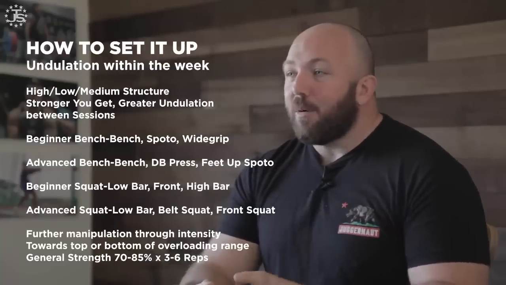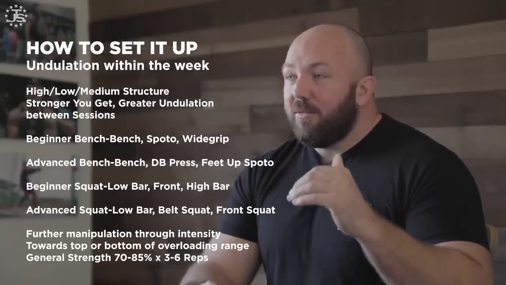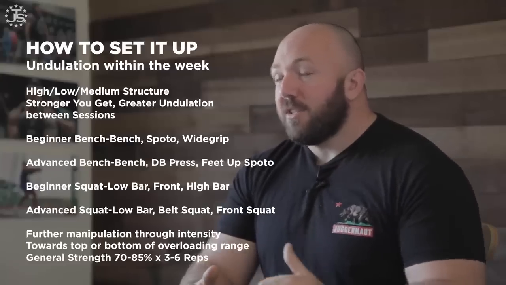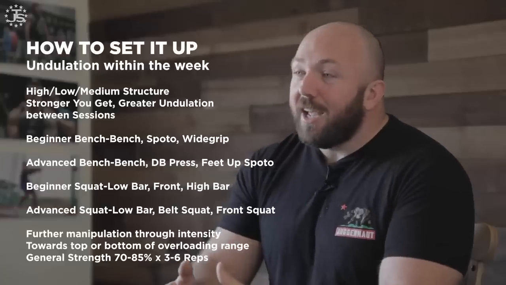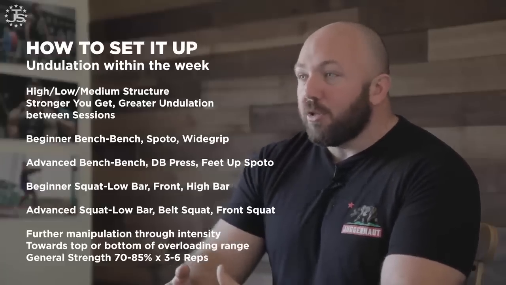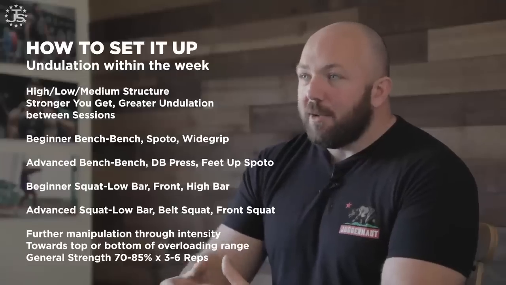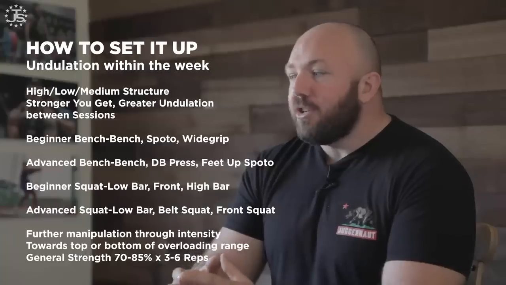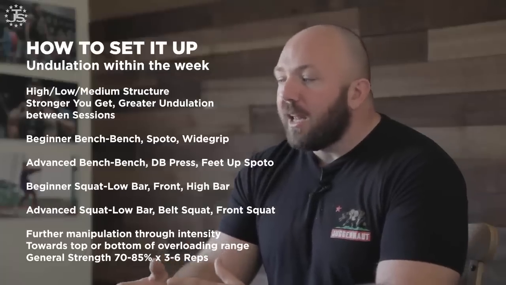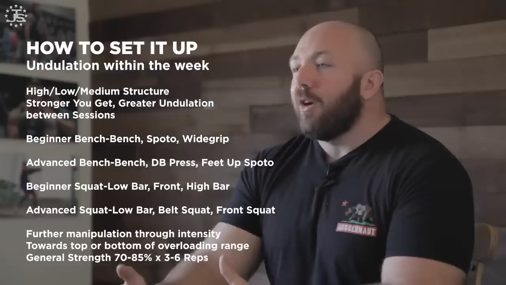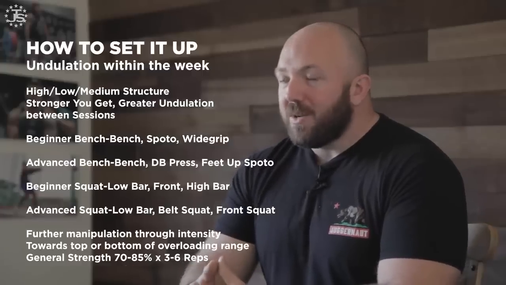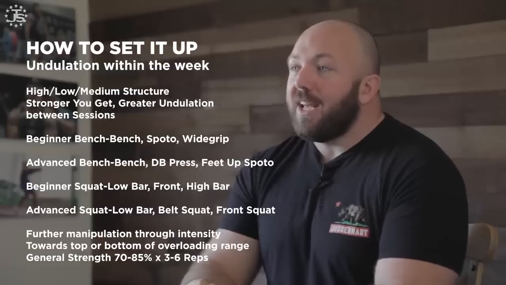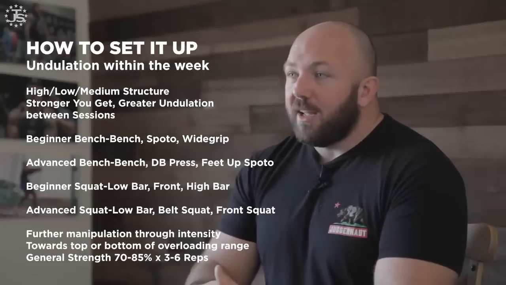So the high day being where we're picking those 3, 4, 5 on our list of most to least fatiguing exercises, those higher fatiguing exercises. The low day is maybe where we're picking the 1, 2, or 3 exercises, and the medium day is that 2, 3, 4 kind of range. And where you fall in that range is going to depend on how strong you get. So the stronger you get, the greater undulation you're going to need between sessions, and the more fatiguing movements you pick as your primary days is also going to necessitate a greater reduction.